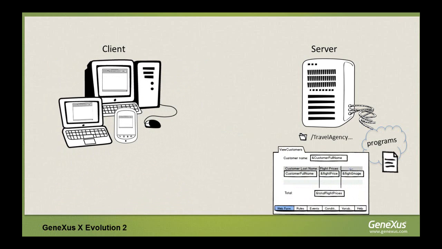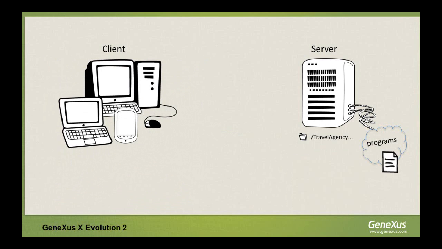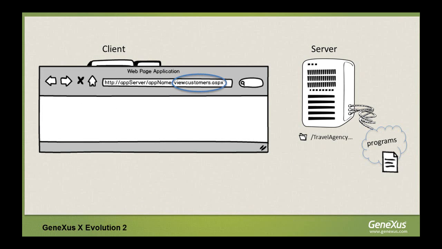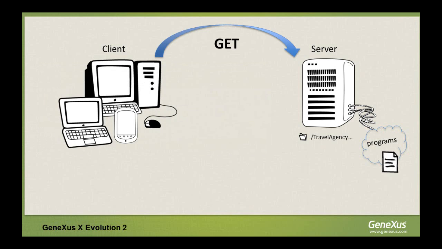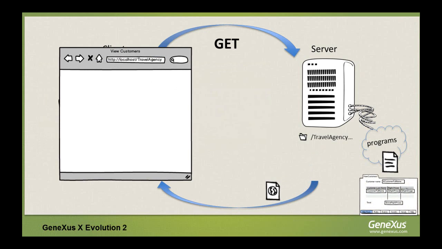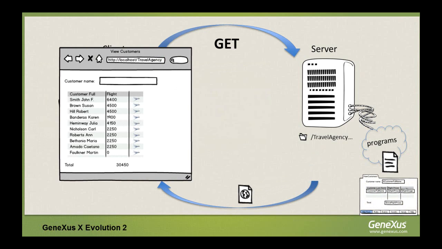What happens when we invoke the web panel from the browser for the first time? This is known as making a GET. The client will prompt the server to run the web panel and send an HTML file that tells the browser what to draw on the screen, and with what data, in what format, and so on. The question is, what did the program run on the server to create this HTML file?